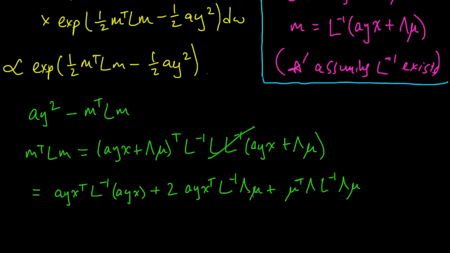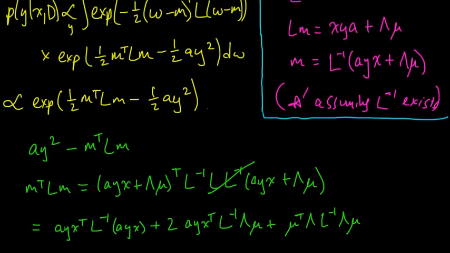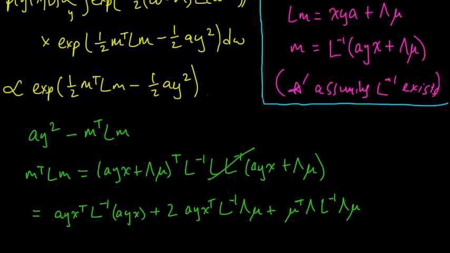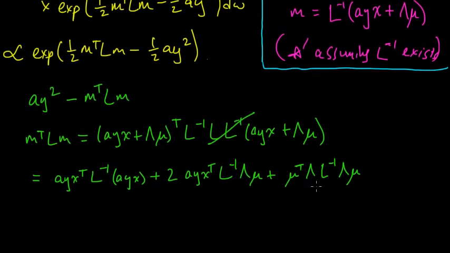Now we're just interested in y and y squared. L does not depend on y, and lambda does not depend on y, mu does not depend on y. So this is just a constant with respect to y. And since all of this stuff is going to be in the exponent, we can just forget about that part. So that's nice.